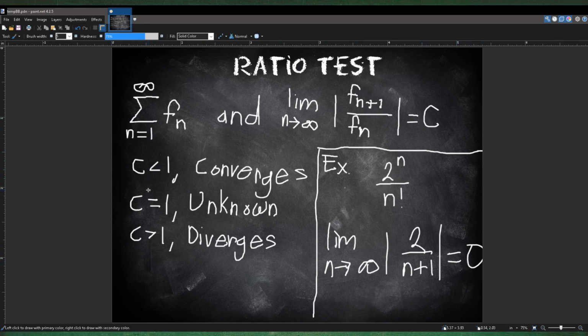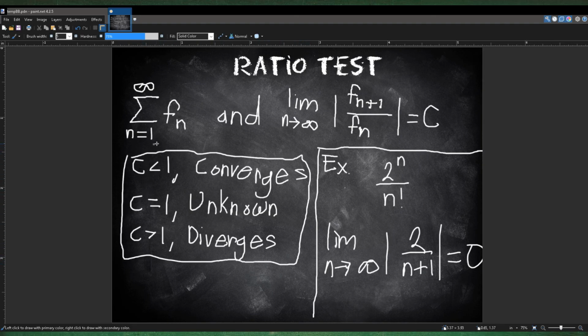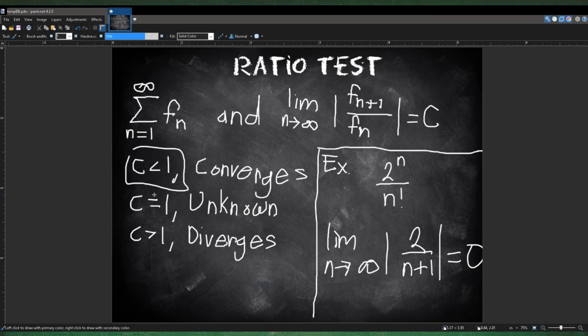So now we just have to look at this list. Where does that go? Well, it goes in the first one. Since c is 0, and 0 is less than 1, then it converges. And that's all we need to know. So that tells us that since the limit of the absolute value of 2 divided by n plus 1 is equal to 0, this sequence converges. And that's the basic idea of using the ratio test.